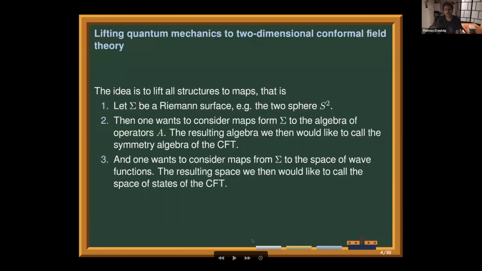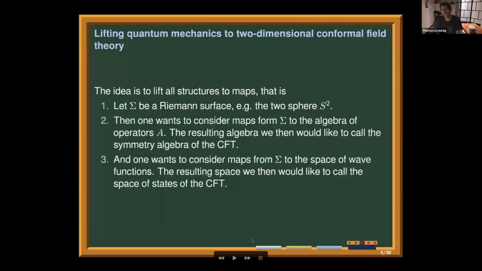So in particular, one wants to not have an algebra of differential operators anymore, but a kind of chiralized version of that. That means differential operators or something analogous to it that depends on the coordinates on your Riemann surfaces. And then one wants to analyze, and this is what one would then call the chiral algebra or the symmetry algebra of the conformal field theory.